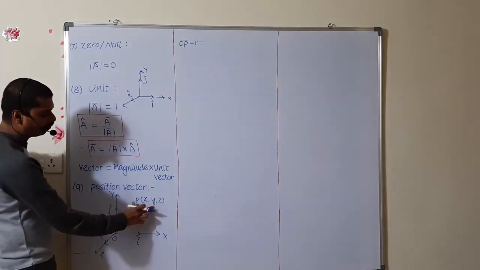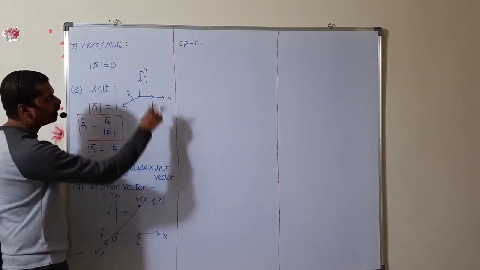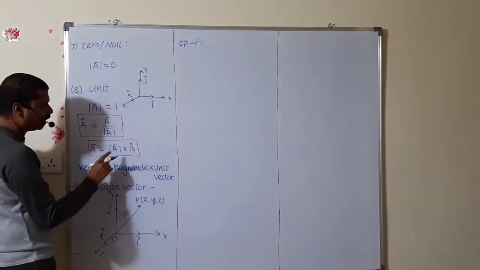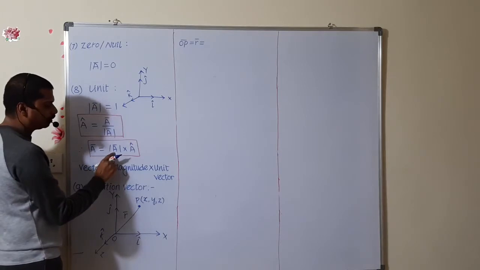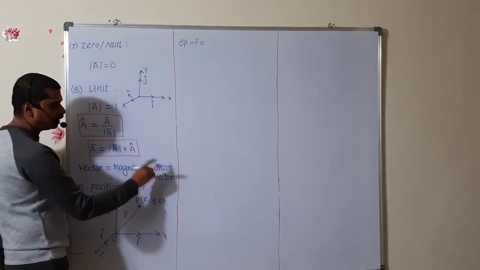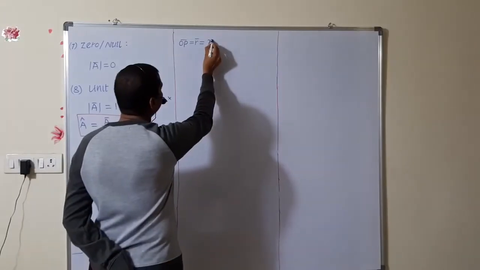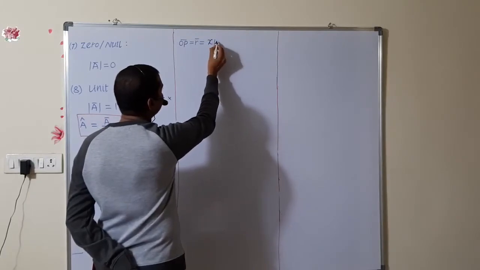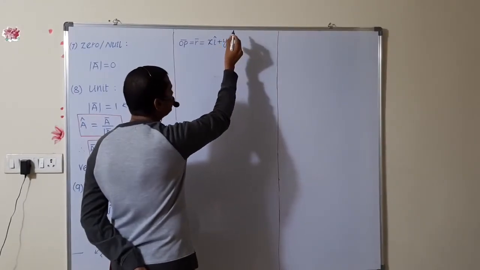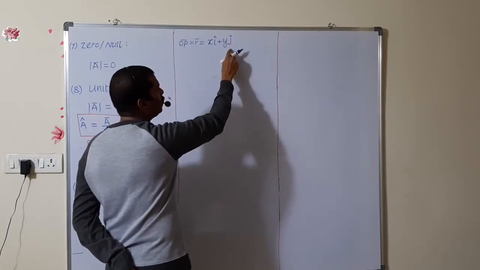Now here x, y, z are the coordinates. This means the point is along the x-axis, y-axis and z-axis. Now I want to write the vector notation. What condition do we have to follow? Magnitude of the vector multiplied with the unit vector. x, y, z are the coordinates. Now I am writing x is a magnitude, and along the x-axis the unit vector is i cap. Plus y is a magnitude along the y-axis, and the unit vector along the y-axis is j cap.